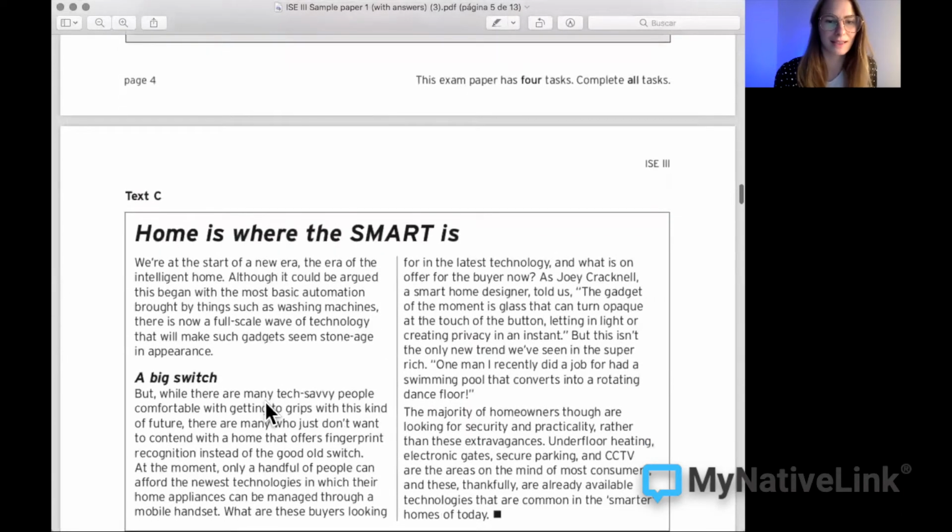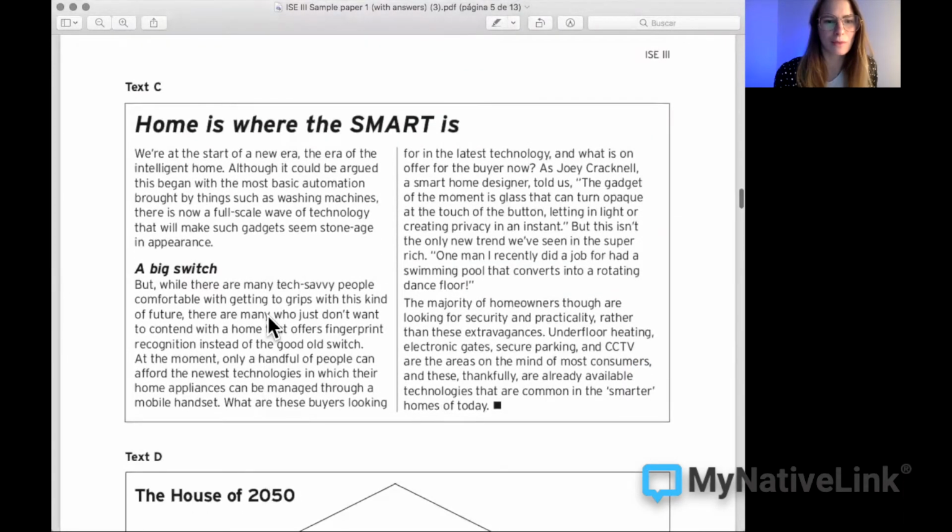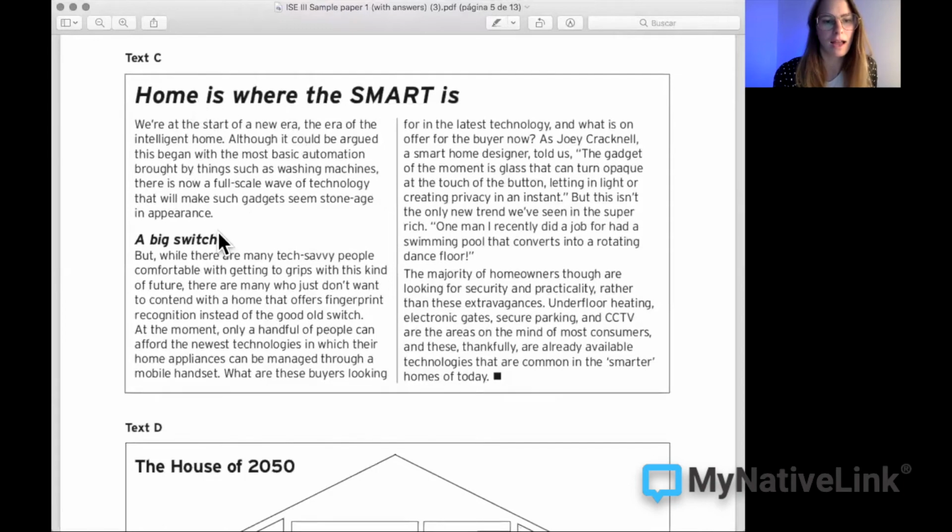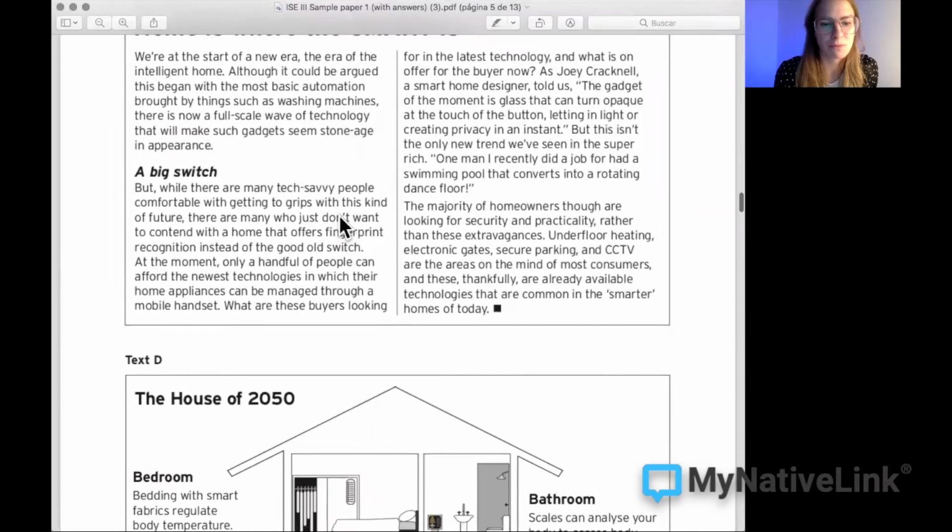Then we've got text C, and because of the title and because it's got a subtitle and how the text is divided, it seems a lot like an article in a magazine, for example. Could be an article anywhere, in a newspaper, anything like that. And the title is "Home is Where the Smart Is", so it's a fun title. It's an article probably for the general public.